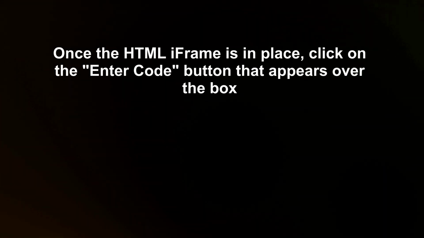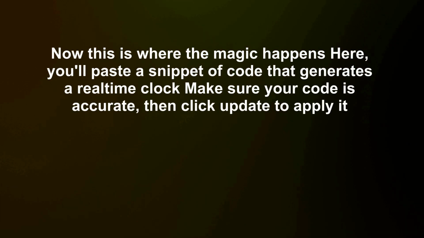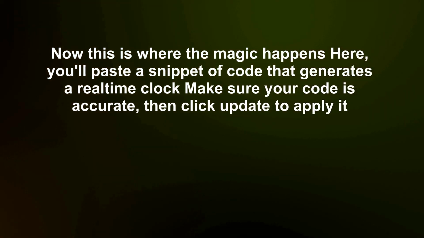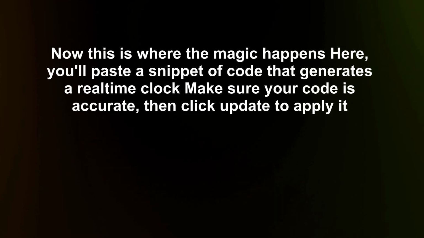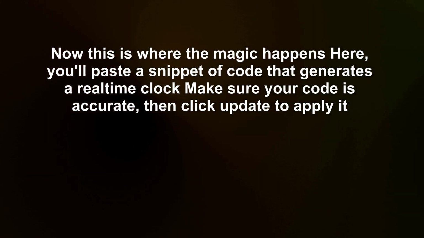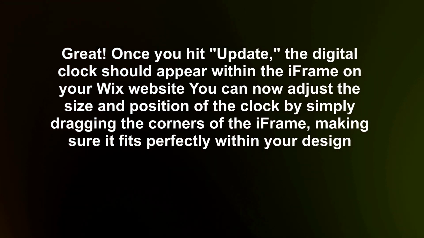Once the HTML iframe is in place, click on the Enter Code button that appears over the box. Now this is where the magic happens. You'll paste a snippet of code that generates a real-time clock. Make sure your code is accurate. Then click Update to apply it. Great! Once you hit Update, the digital clock should appear within the iframe on your Wix website.